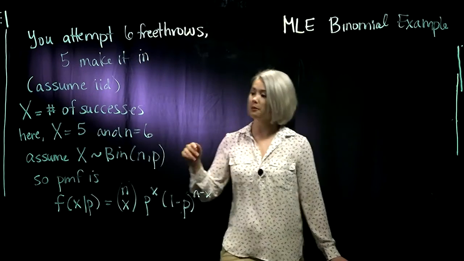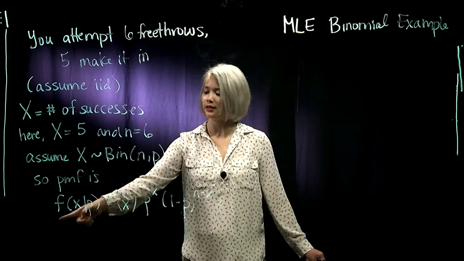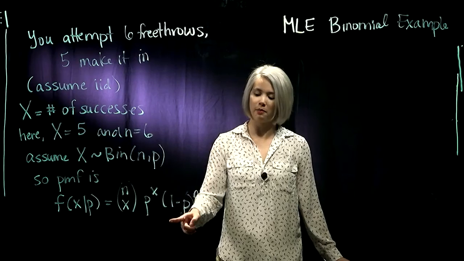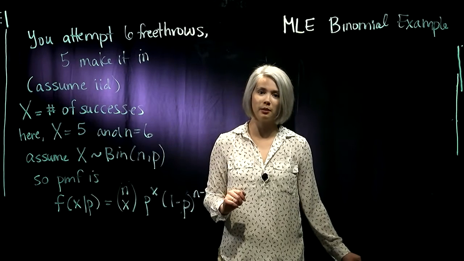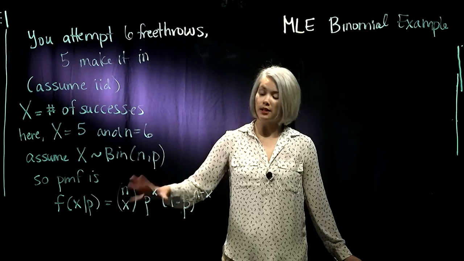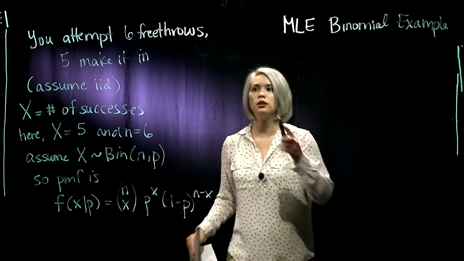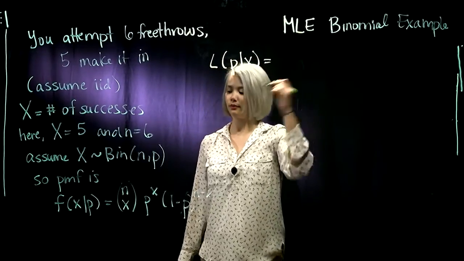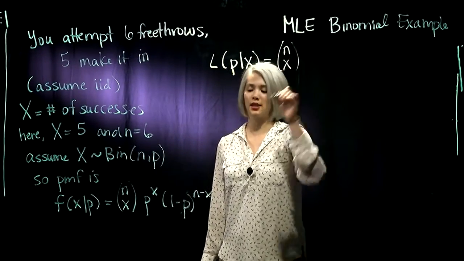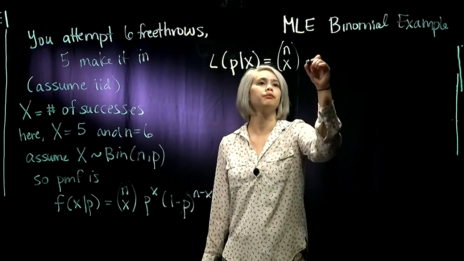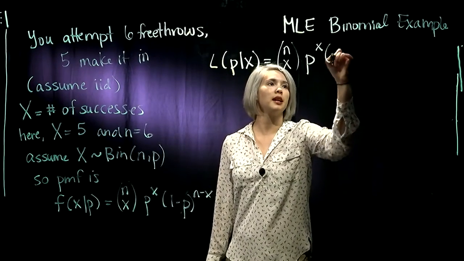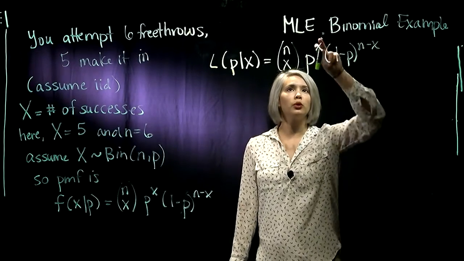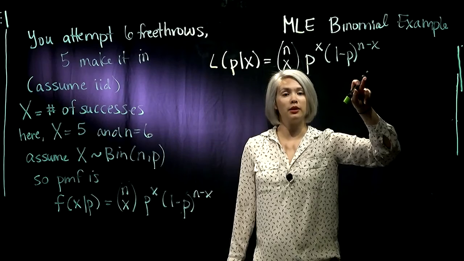Okay, so our PMF, we know from probability, is n choose x times p to the x times 1 minus p to the n minus x. So we know that we can take this and we get our likelihood function. So let's write down our likelihood function. It's just the exact same thing as this joint PMF here. So we have n choose x times p to the x times 1 minus p to the n minus x. If we're doing maximum likelihood, we need to maximize this likelihood function.